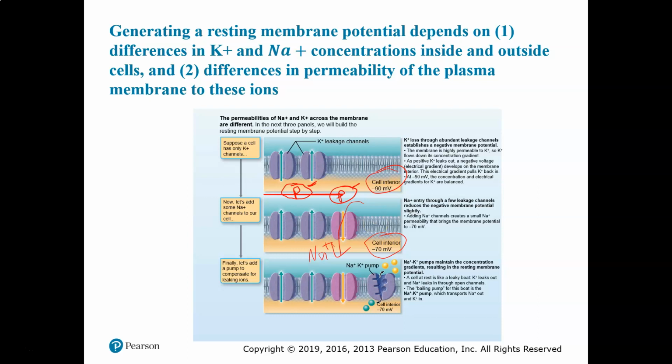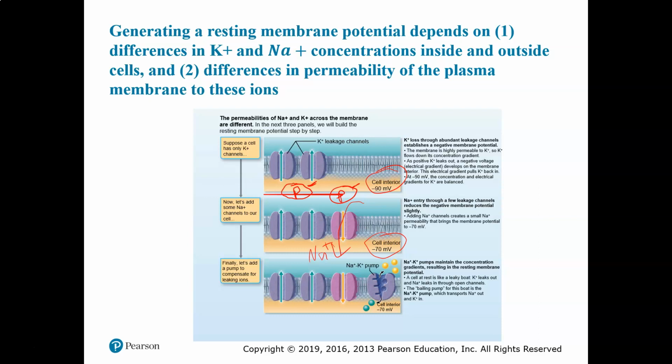So without the sodium leak channels, we have -90 millivolts. When you put the sodium leak channels in there, the leakage of those positively charged sodium ions brings the potential up to -70. So it's going to be less negative than what it was. It's not positive yet, but it's less negative. -70 is less negative than -90.